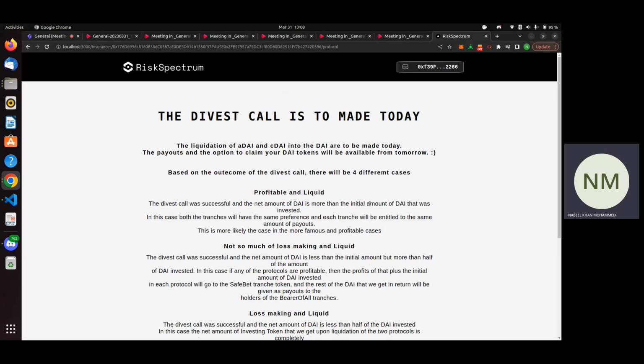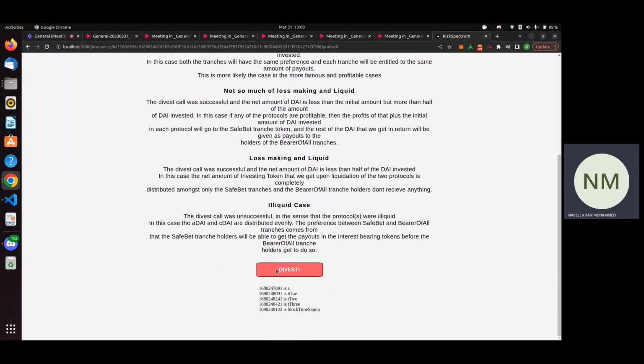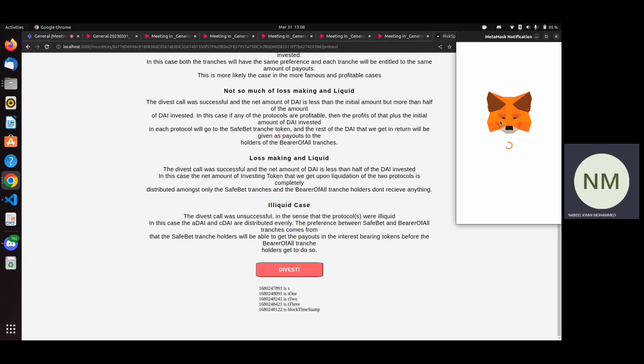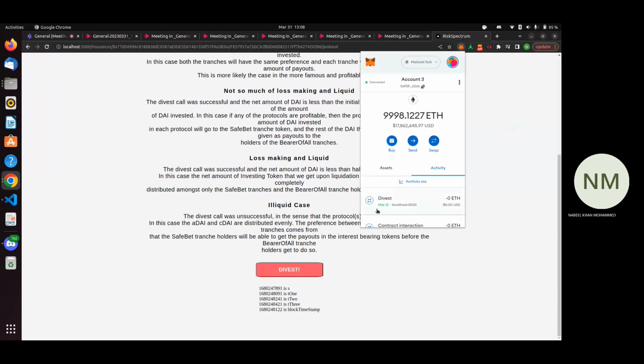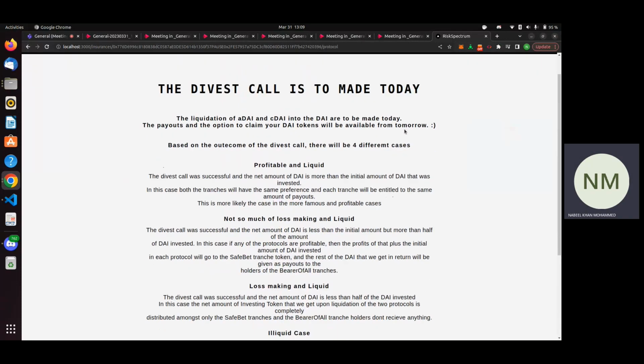Now the Davis call is the function call which the risk spectrum will use to get back the DAI, right? To burn, to get the DAI back, right? And there are four cases. I'll explain the four cases once the Davis call is successful, right? Right. So the Davis call has been successful. So there are four cases, right?